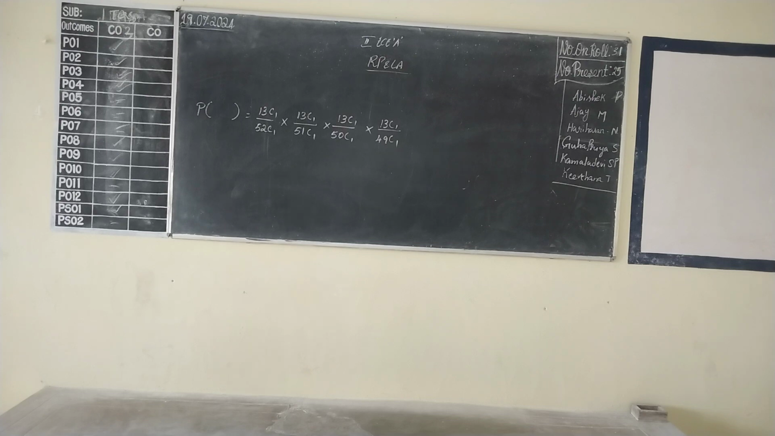Conditional probability. For the previous one, the answer is 0.0044. Right? Conditional probability.